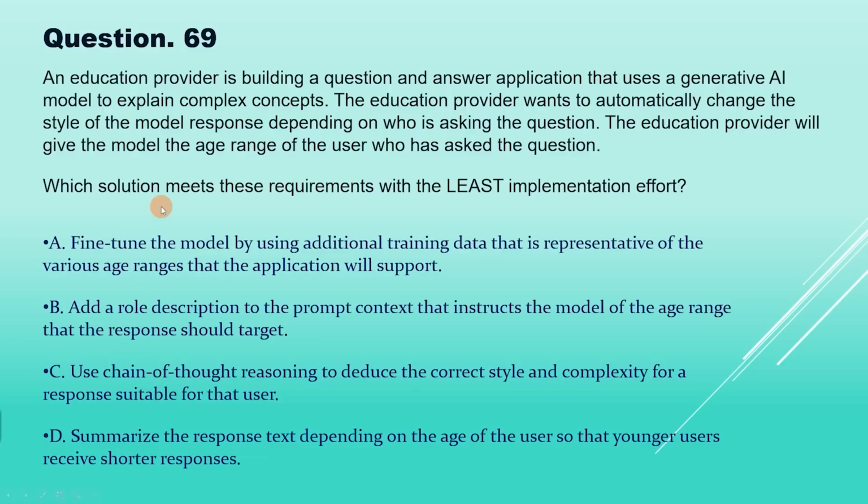And the correct answer here will be option B, add a role description to the prompt context that instructs the model of the age range that the response should target. Because adding a role description to the prompt is a straightforward approach that requires minimal changes to the existing model infrastructure. This method leverages prompt engineering, which is often easier and faster to implement than fine-tuning or retraining a model. So option B is correct here, because least implementation effort is the key requirement of the question.